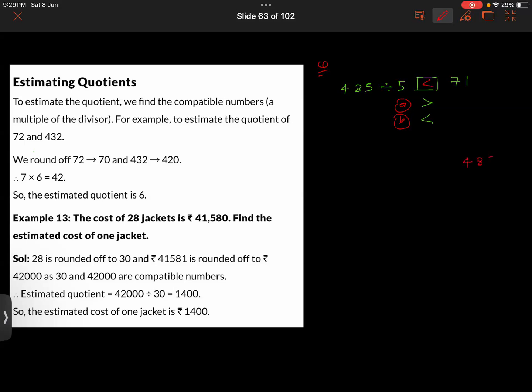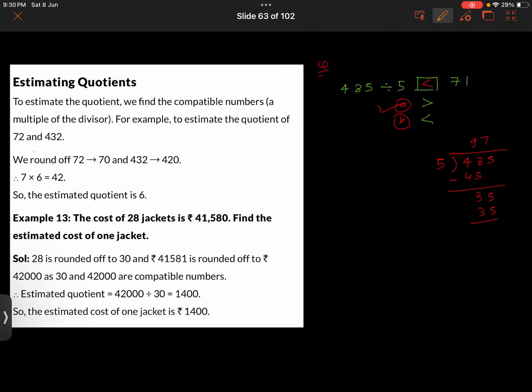Upon checking, let us find out if you guys are saying it correct. So 5 nines are 45. 48 minus 45, that is 3 and 5. 5 sevens are 35. How can it be a smaller number? 97 is a bigger number than 71 now. So option A is correct. Okay.